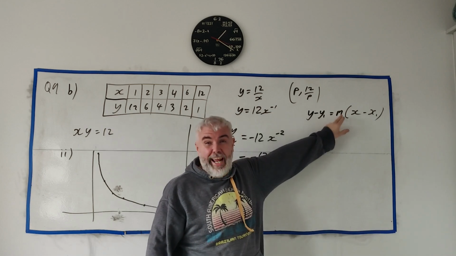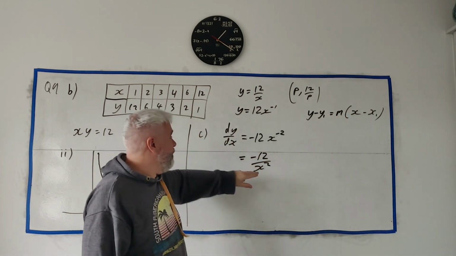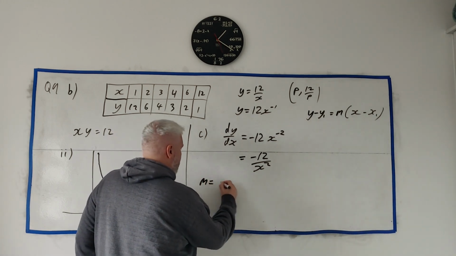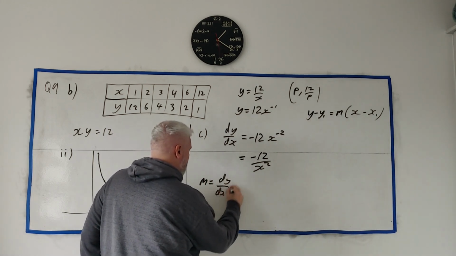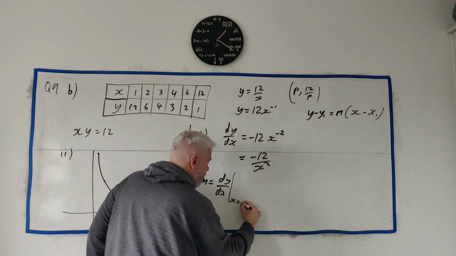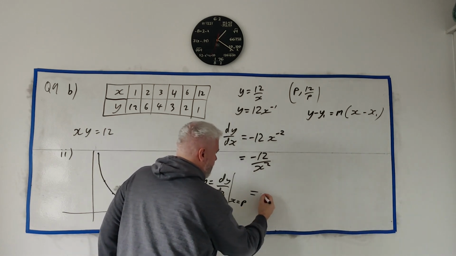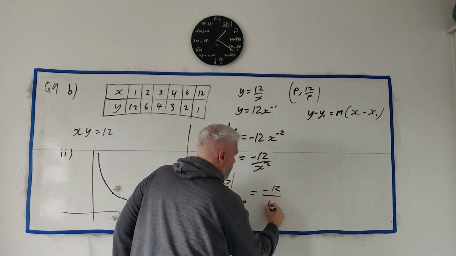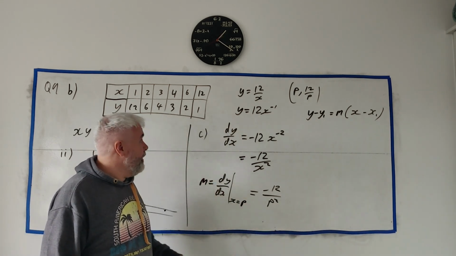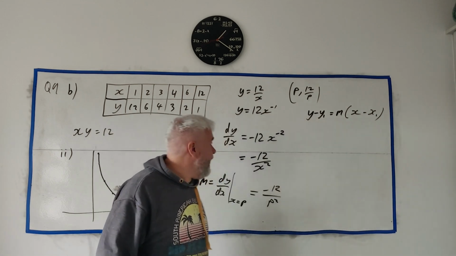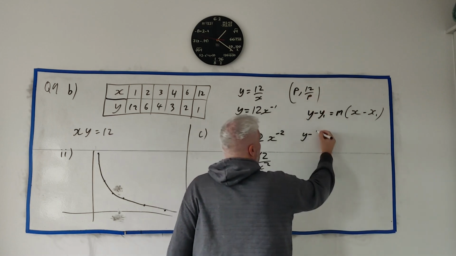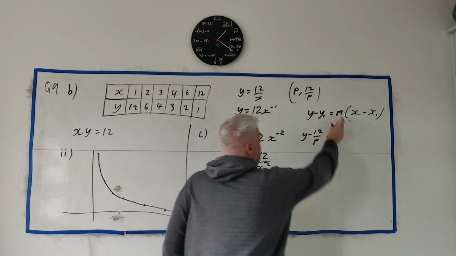If we want the slope at any point, all we need to do is put the point we want in here. So m would equal dy/dx at a certain point, in this case, when x equals p. So that's just equal to minus 12 over p squared. That's what the derivative tells us. So we can just fill out the equation of a line now. y minus y1 is here, 12 over p, is equal to the slope.